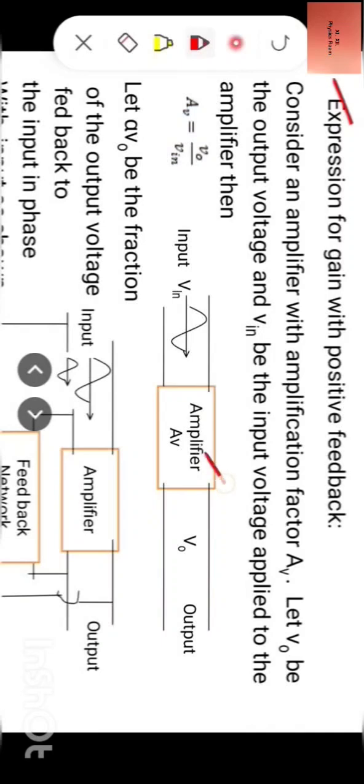Now the expression for gain with positive feedback. Consider an amplifier with amplification factor AV. Let VO be the output voltage and Vin be the input voltage applied to the amplifier. Then amplification factor or gain AV is equal to V output over V input, the same as we have written for negative feedback.